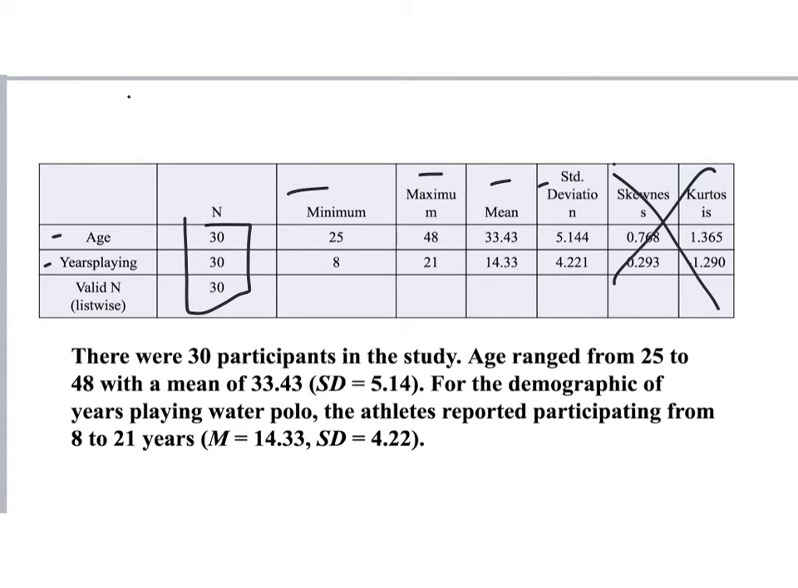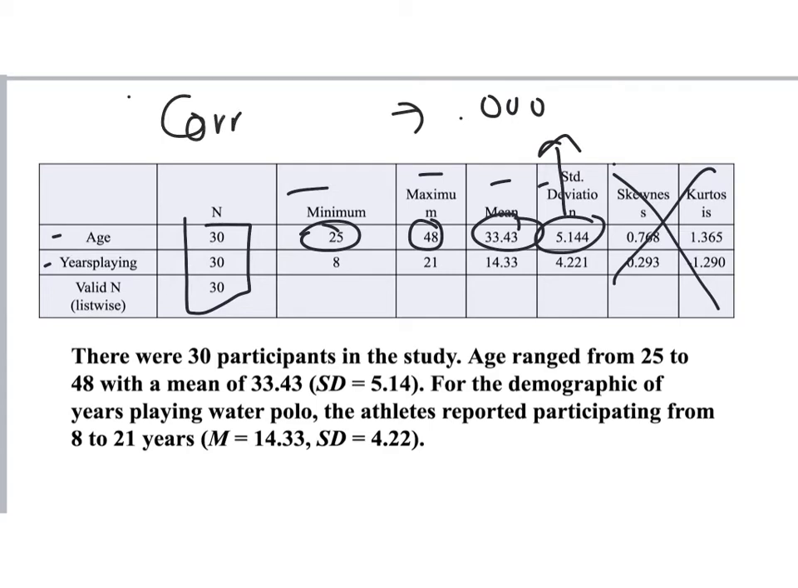Ages ranged from 25 to 48, with a mean of 33.43 and a standard deviation of 1.14. I left this here. We always go to the hundreds, not the thousands. The only time we go to the thousands is correlation. Okay? So we round up here. So this one is below 5, so it's 5.14. So there were 30 participants in the study. Age ranged from 25 to 48 with a mean of 33.43 standard deviation.